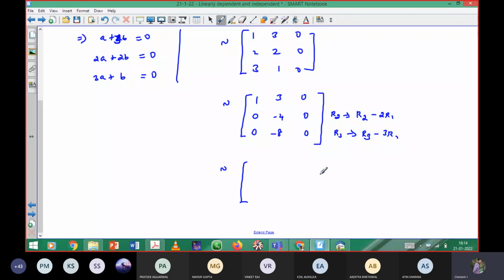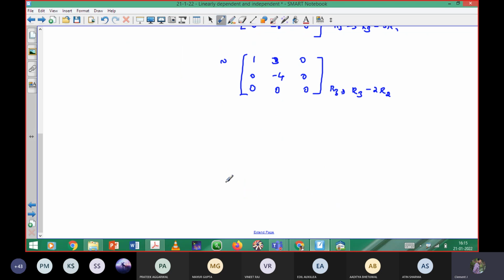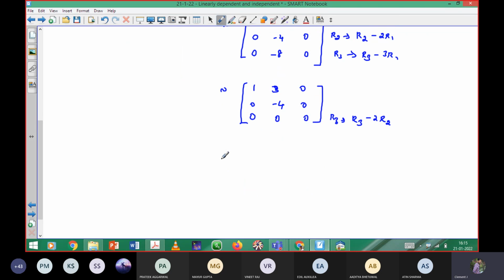Please stop me if I'm writing any wrong entry on this. Okay. Next, there is no change in R1, there is no change in R2. But in R3, R3 minus 2R2, right? 0, next 0, 0. Okay.